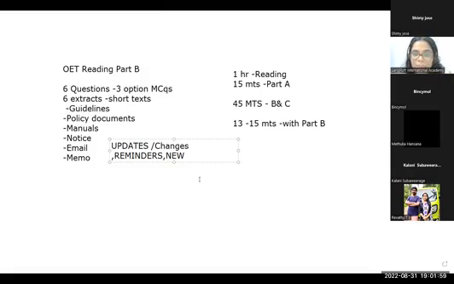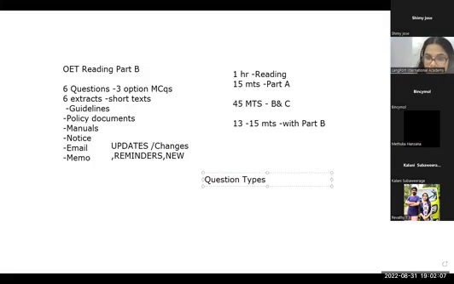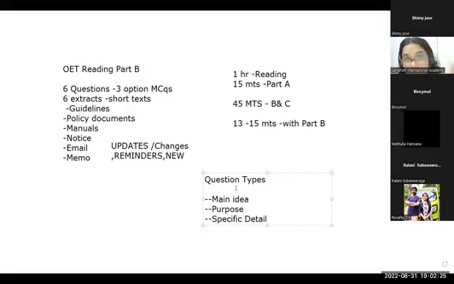Okay, all right. That brings me to the types of questions that you get when it comes to part B of your reading. Usually, you might need to find out the main idea or purpose of your extract, or they will focus on a specific detail. So they might ask you a question focused on a detail given in that extract.